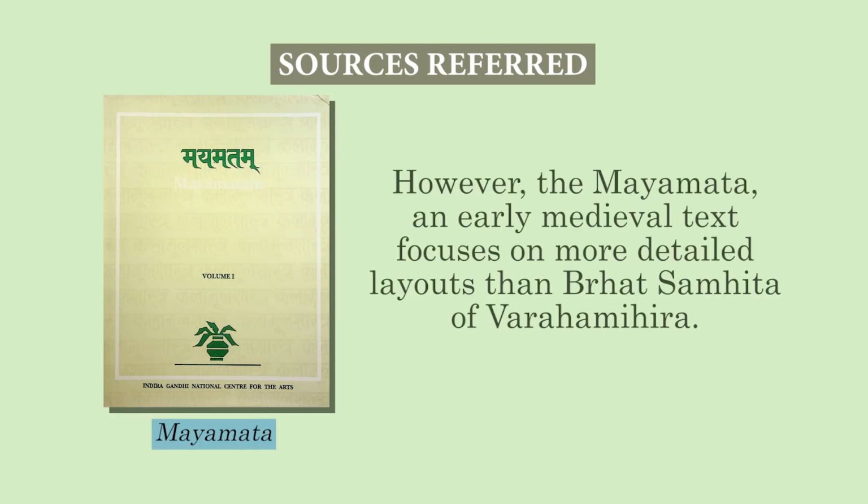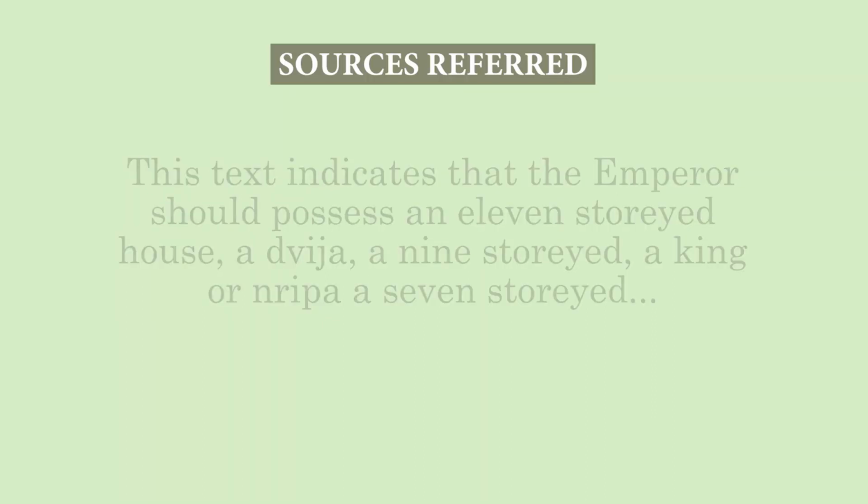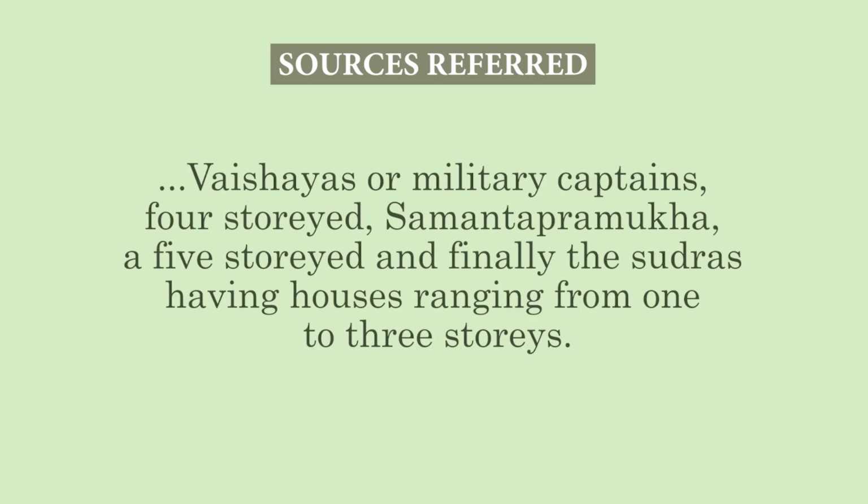Another text, the Mayamata, which is an early medieval text, focuses more elaborately on the detailed layout than the Brihat Samhita of Varaha Mihira. This text indicates that the emperor should possess an 11-storied house, the Dvija, that is the Brahmin, a 9-storied building, a king or a Nripa, a 7-storied one, a Vaishya or the military captains, a 4-storied one, the Samanta Pramukha, a 5-storied building, and finally the Shudras should have houses ranging from 1 to 3 stories.